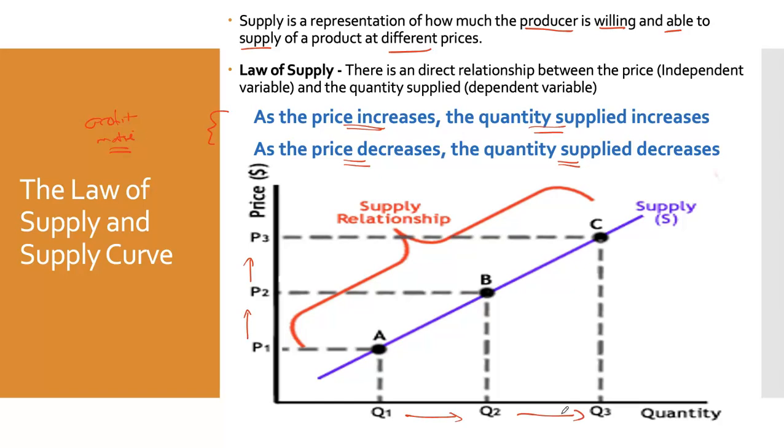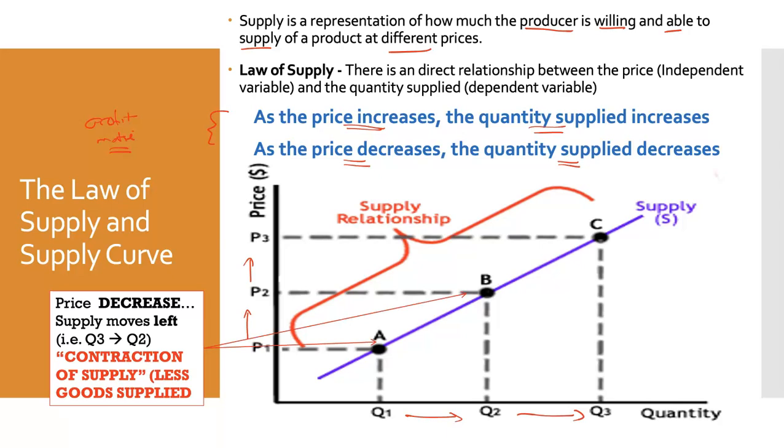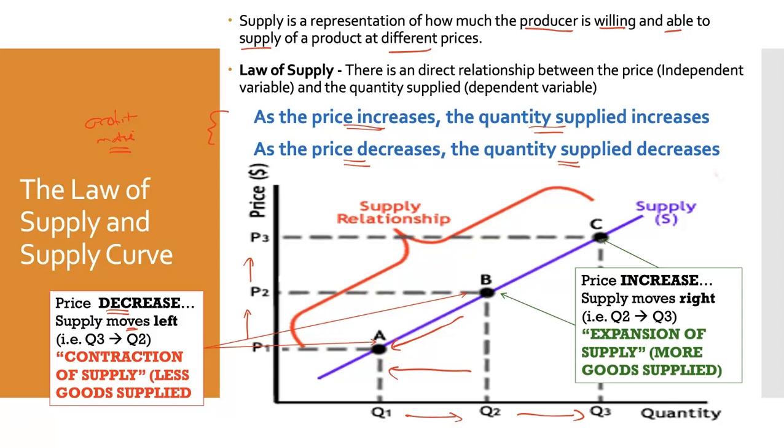When we have movements along this supply curve, for example, if price decreases, we move to the left along the supply curve, and you can see we are reducing the amount that we're prepared to supply, and we call this a contraction of supply. As price increases, the supply moves right along the supply curve. We have an expansion of supply because we are willing to supply more, due to this powerful motive, the profit motive. So what do I mean by the price elasticity of supply?